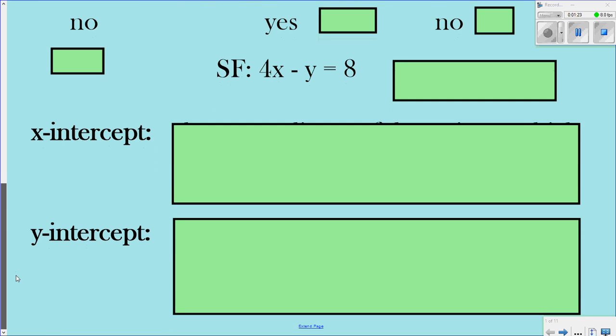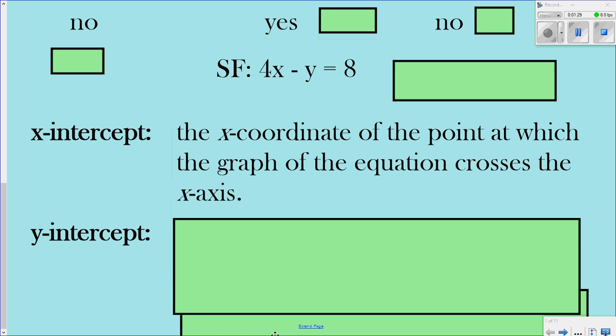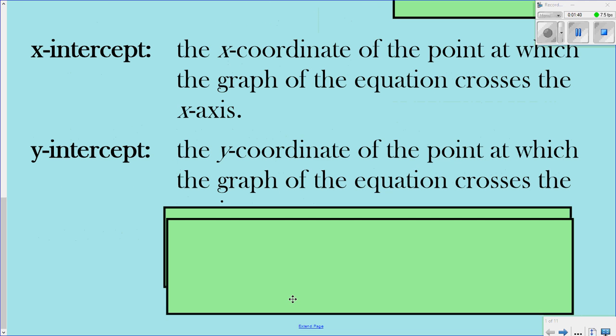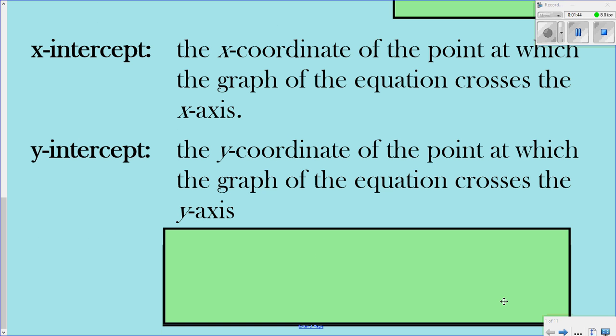So we also learned about x-intercept and y-intercept. The x-intercept is the x-coordinate of a point at which the graph of the equation crosses the x-axis. And the y-intercept is the y-coordinate of a point at which the graph of the equation crosses the y-axis.